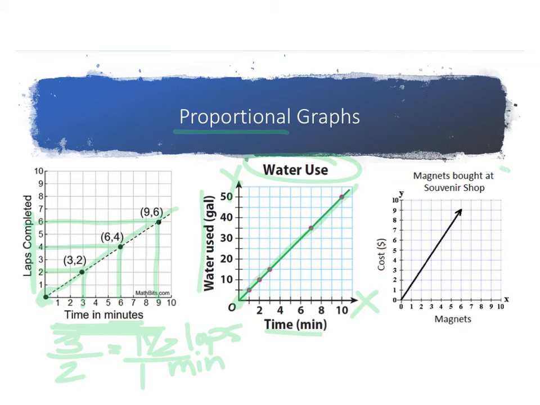And then now we're going to look at this third one. We have got magnets that you maybe bought at a souvenir shop for some family members. So our magnets is our x value. The cost is our y value. Once again, if I don't buy any magnets, I hope it doesn't cost me any money. And then I have a nice solid straight line. And so I know x and y are proportional.